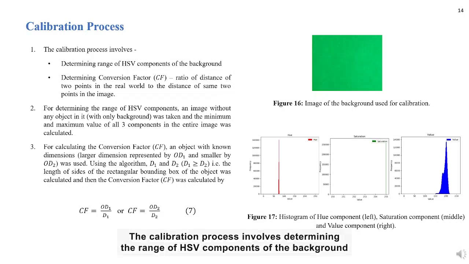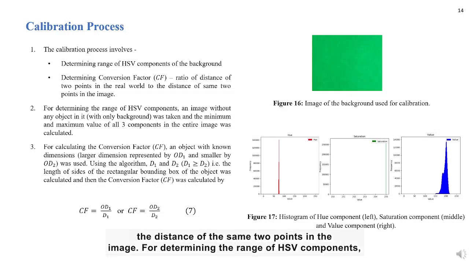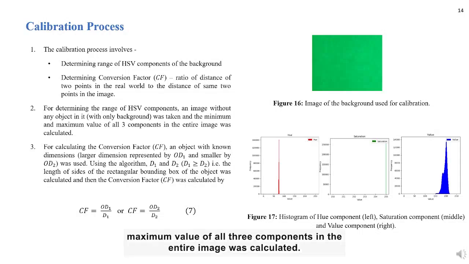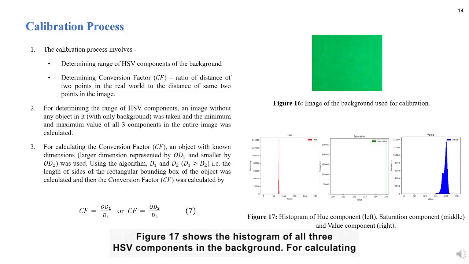The calibration process involves determining the range of HSV components of the background and the conversion factor, the ratio of the distance of 2 points in the real world and the distance of the same 2 points in the image. For determining the range of HSV components, an image without any object in it, with only background, was taken, and the minimum and the maximum value of all 3 components in the entire image was calculated. Figure 17 shows the histogram of all 3 HSV components in the background.